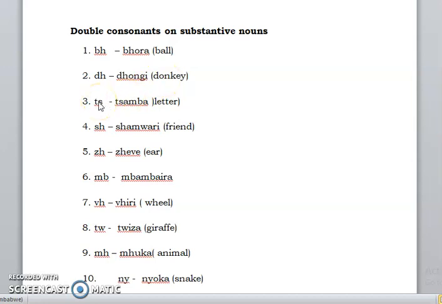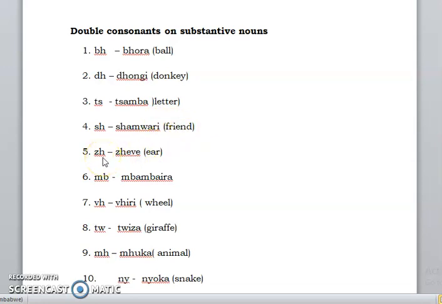The next is Ts. Tsamba, which means letter. Sh, combination of S and H. An example of a noun which starts with Sh is shamwari, which means friend.